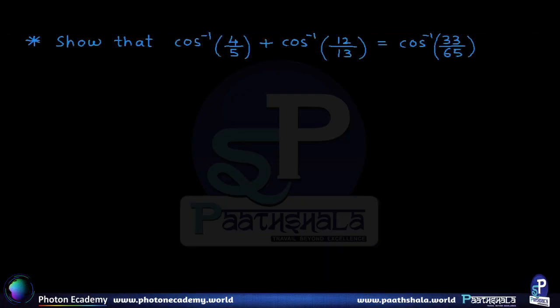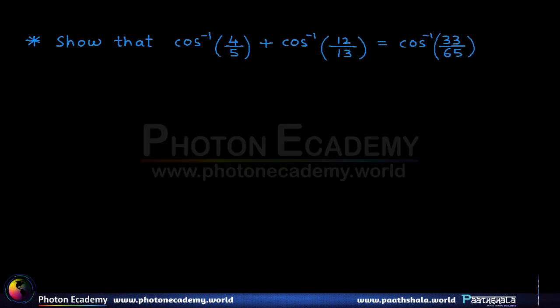Now let us solve a few miscellaneous types of sums based on inverse trigonometric functions. In this question we have to show that cos inverse of 4 by 5 plus cos inverse of 12 by 13 is equal to cos inverse of 33 upon 65.